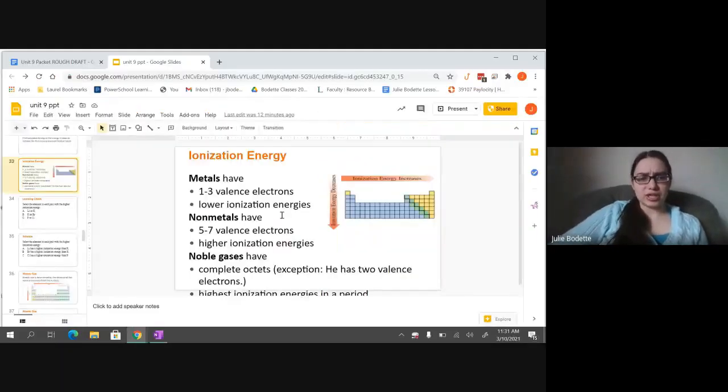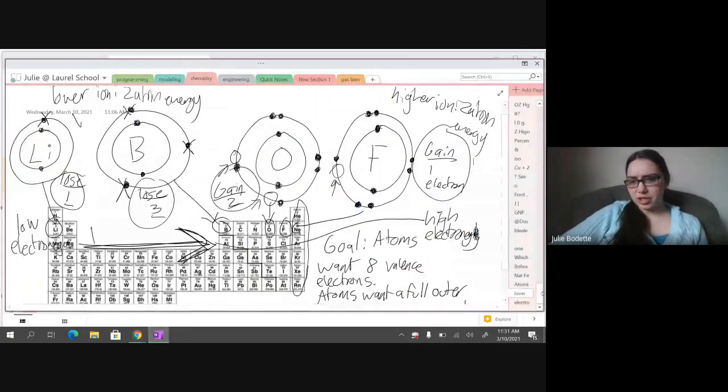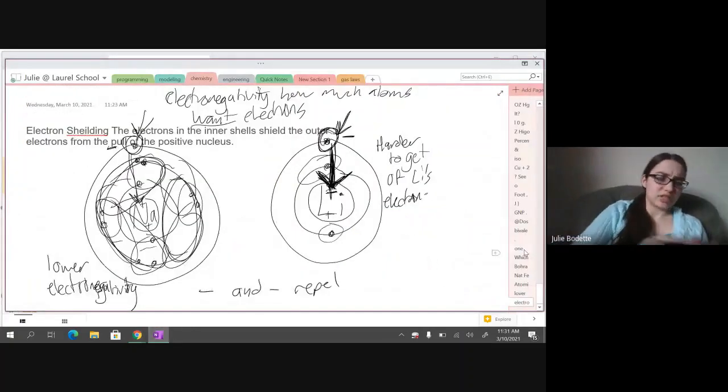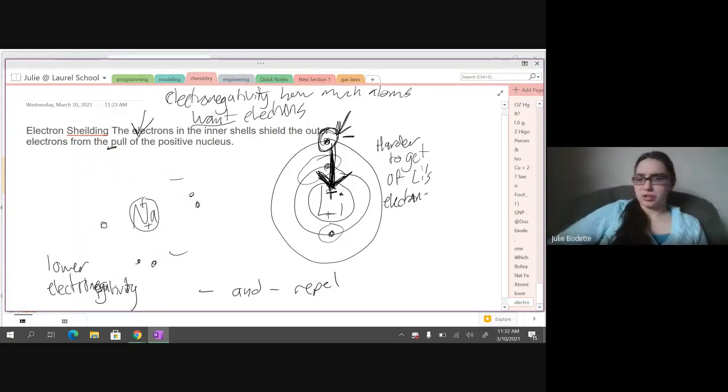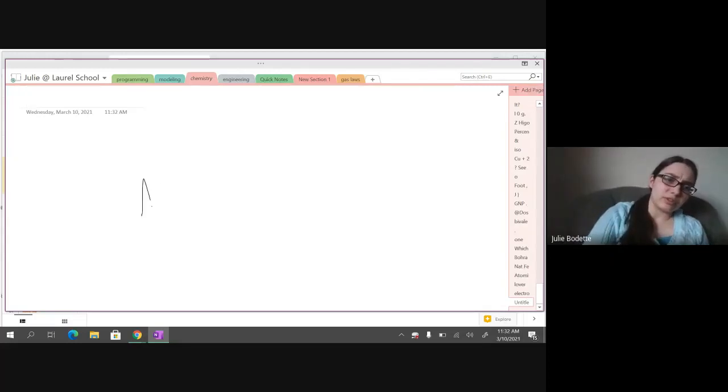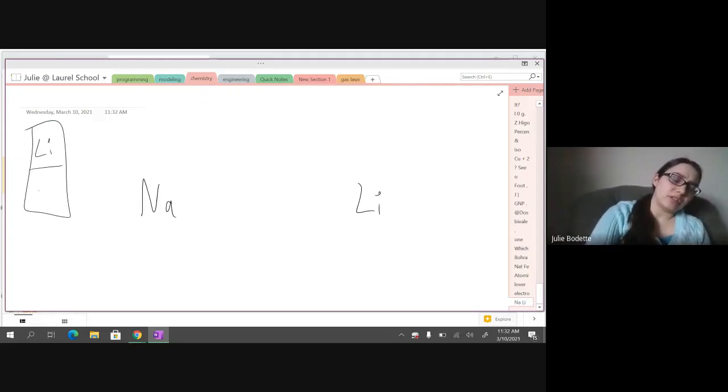So let's go ahead and go back to our pictures. See if I can maybe erase some of the things I've circled on here. Actually, you know what? No, I'm just going to redraw them. We'll just draw sodium and lithium. Remember, on a periodic table, lithium's up here. Actually, we can even do hydrogen, lithium, and sodium.